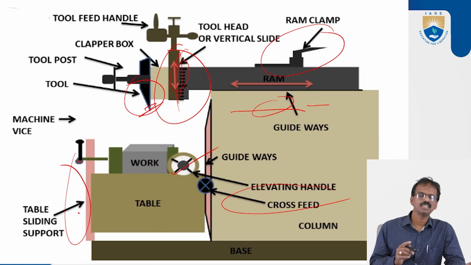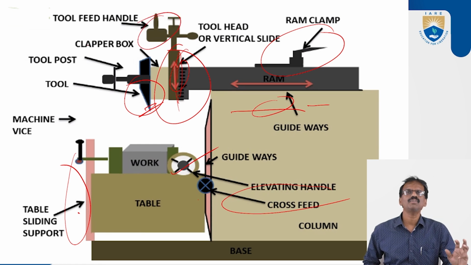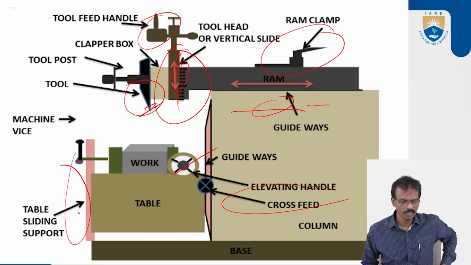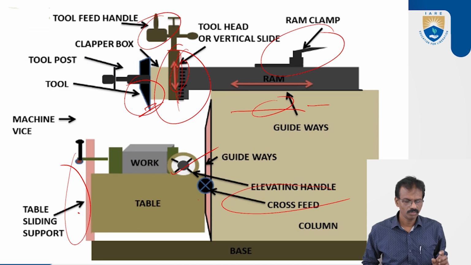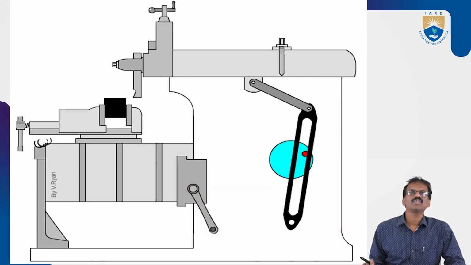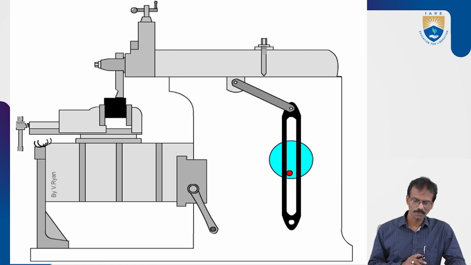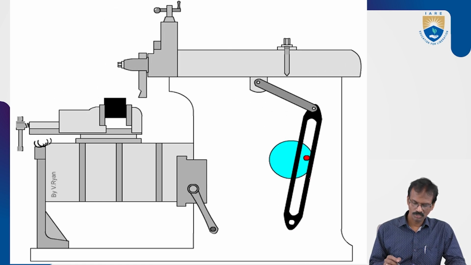So this is the feeding, the tool feed handling. With the help of that one, it will give the feed of the tool bit to cut and remove the material from the workpiece. So this is just like the mechanism of the shaping machine, the shaper.